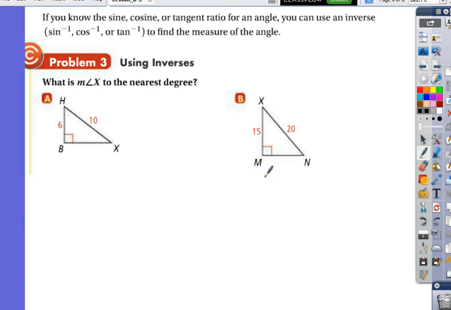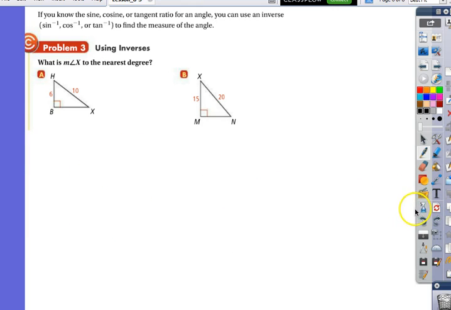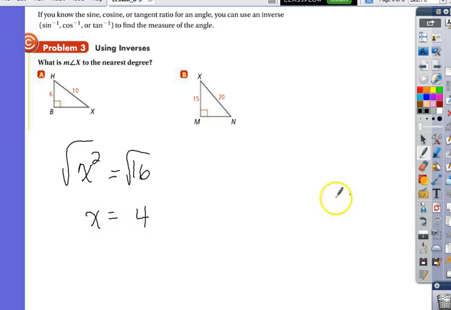Now, what happens if you have two sides and you want to find the missing angle? You can use something called the inverse function. An inverse is just something that undoes something. So if I had 3x equal 9, I would solve that by dividing both sides by 3. Division is the inverse of multiplication, and I get x is equal to 3. If I have something like x squared equals 16, the square root undoes squaring, and so x is just equal to 4, plus or minus 4, but in the case of geometry, usually it's 4.